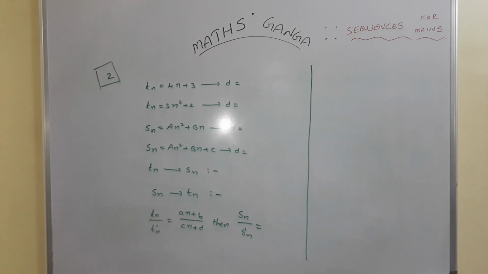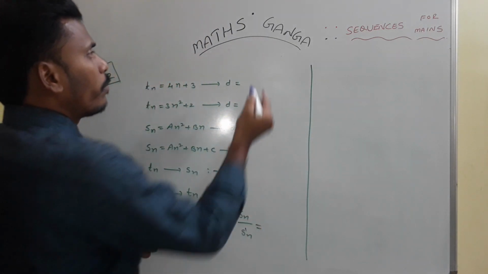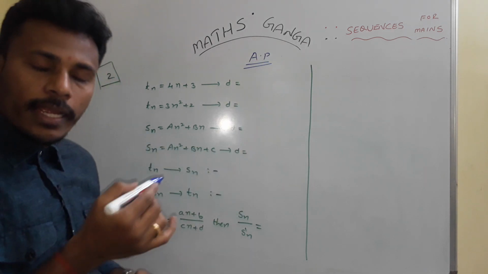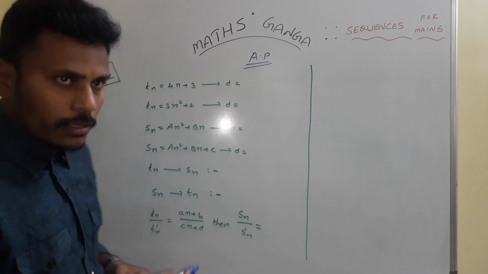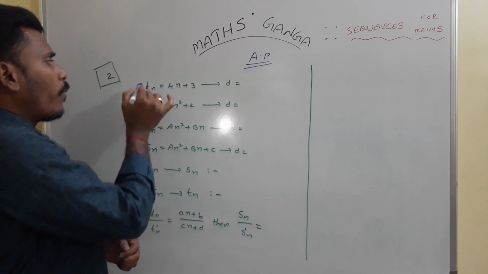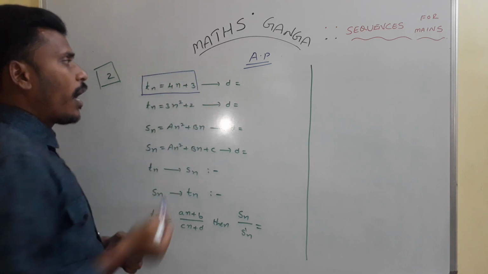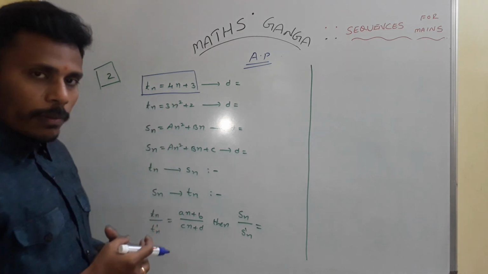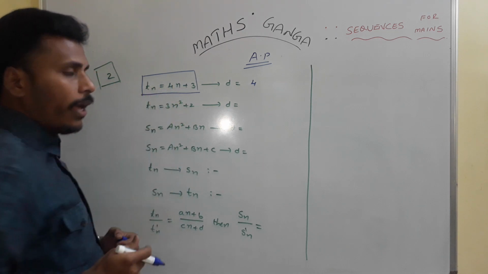Now, coming to the second conceptual idea from sequences, this idea is completely about the arithmetic progression, different logics in arithmetic progression related to JEE Mains, right? See, for example, if you have the nth term of the arithmetic progression as 4n plus 3, and if anybody asks you what is the common difference, if the nth term is like 4n plus 3, then the common difference is directly 4, the coefficient of n.